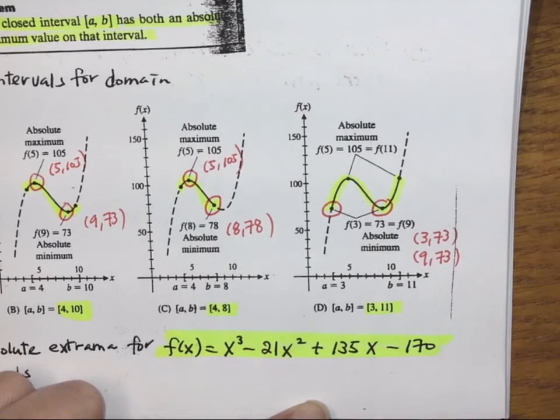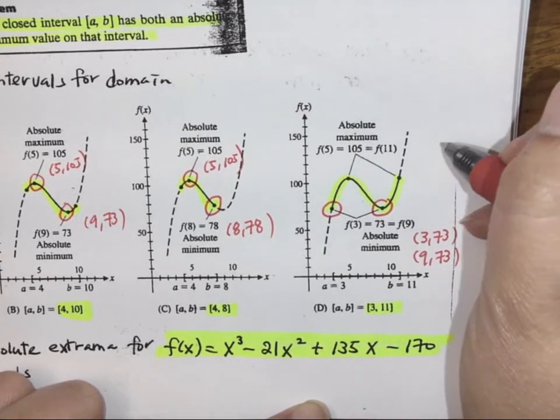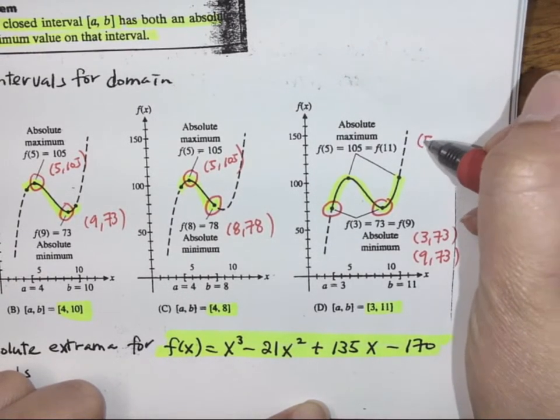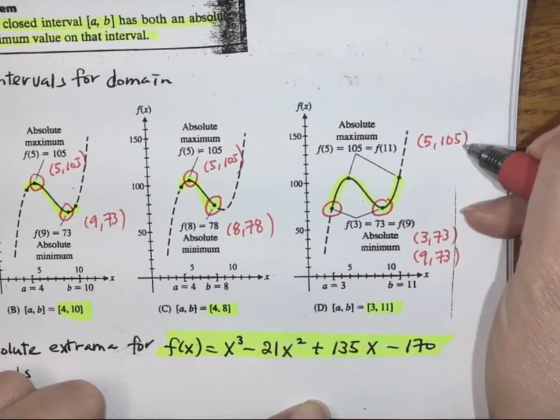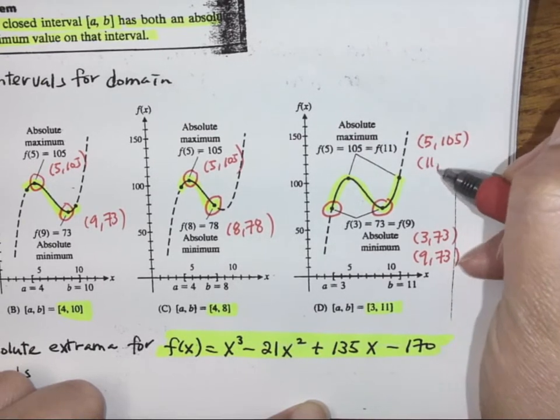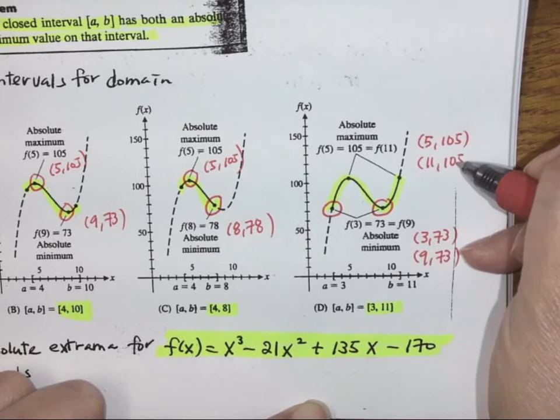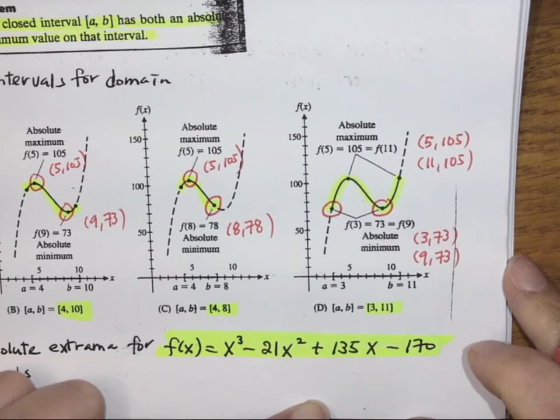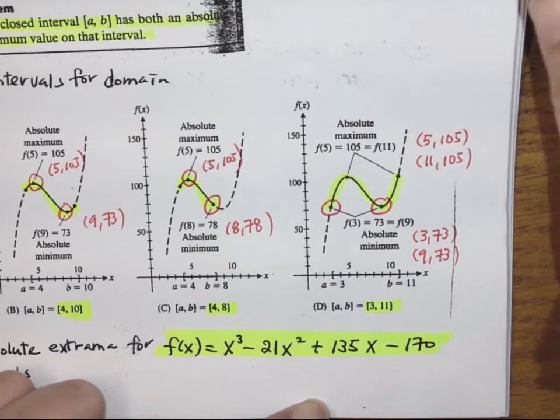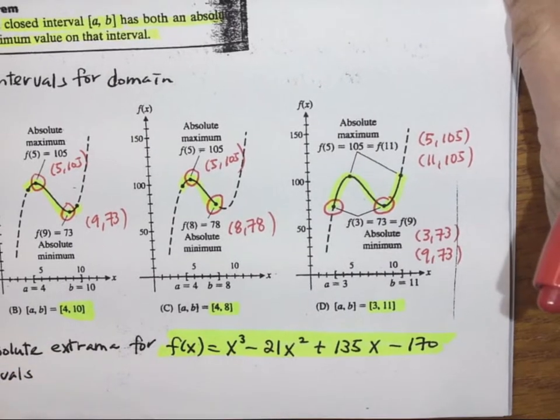And then for the highest one, it also has two. One is x equal to 5, y equal to 105, or x equal to 11 and y equal to 105. So both of these are your absolute maximum. So hopefully that makes sense.